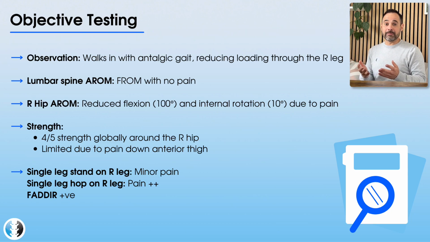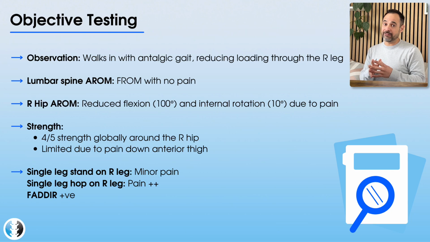We have a look at the lumbar spine to clear this area, and we find that the patient has no pain at all on lumbar spine range of movement testing, full active range of movement of the lumbar spine with no pain at all. However, when it comes to their right hip, it is evident that there are restrictions. First of all, we can see that they have reduced hip flexion to only 100 degrees, and they clearly have reduced internal rotation to only 10 degrees.